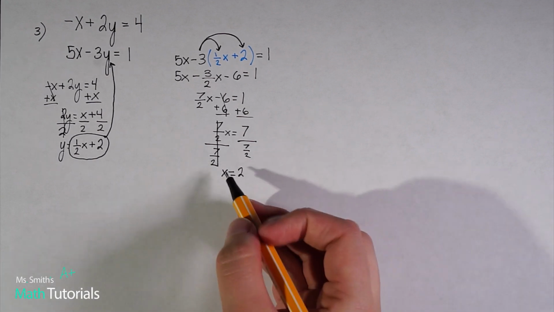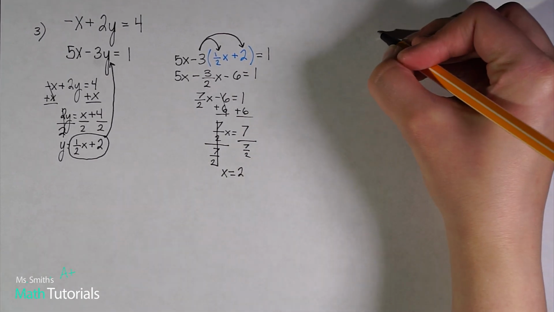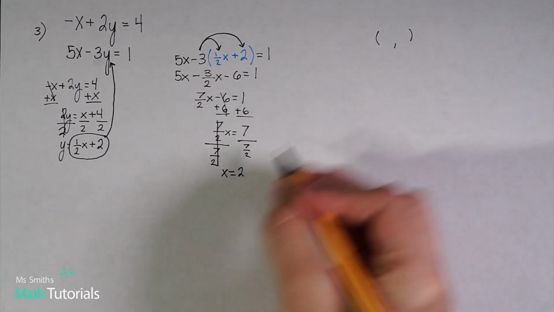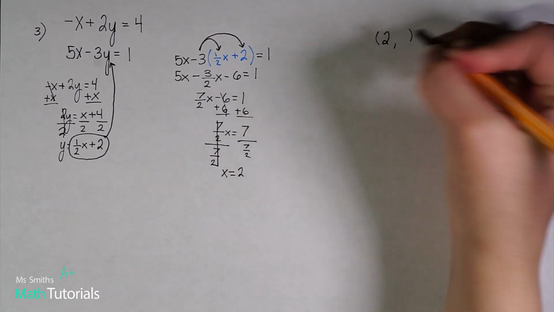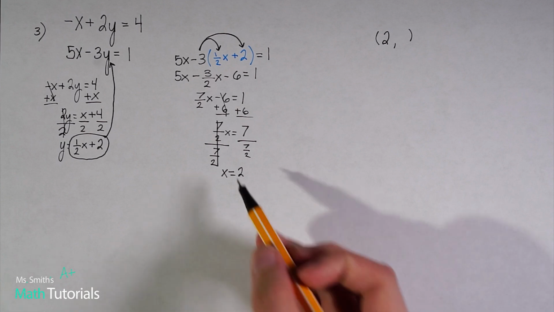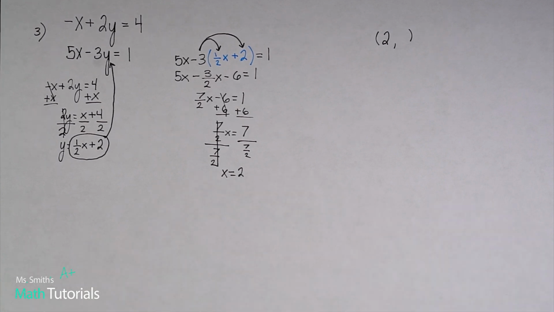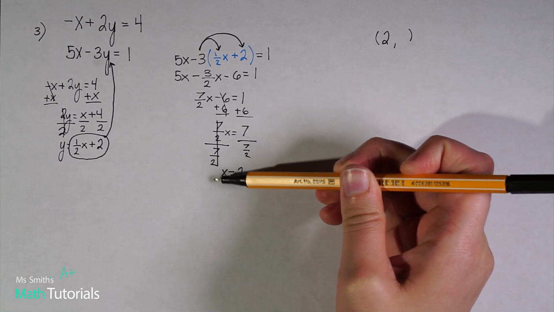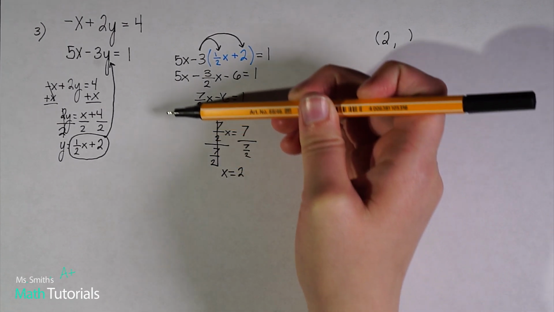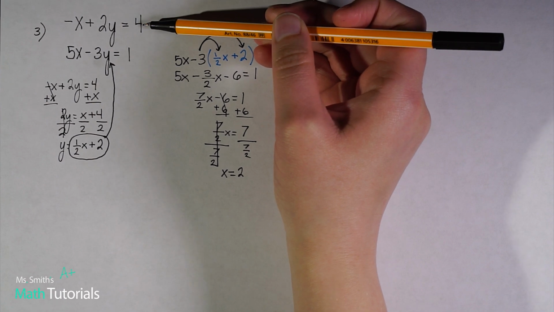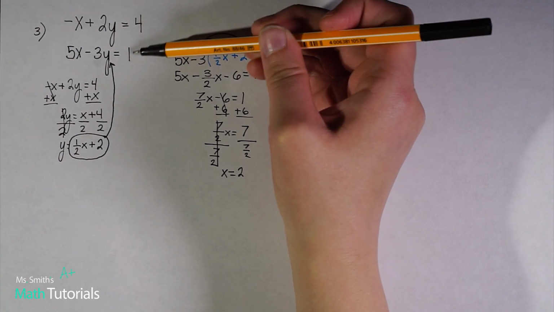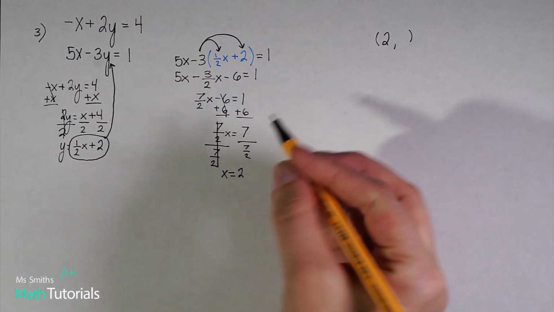So there's part of my answer. I'm going to come up here for my xy answer, and my x is 2. Took me some work to get there, but I finally found it. X is 2. So I now need to know my y. So what I can do is take that x and substitute it back in. I can pick this equation or this equation. There's no wrong choice, it's just whichever one you want to do.